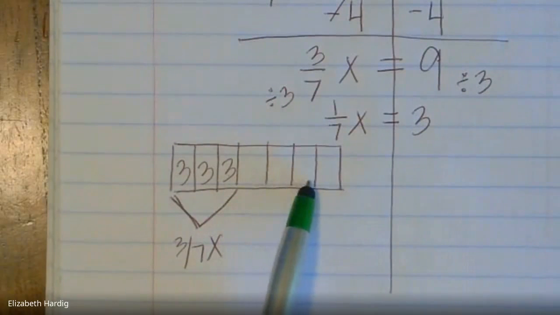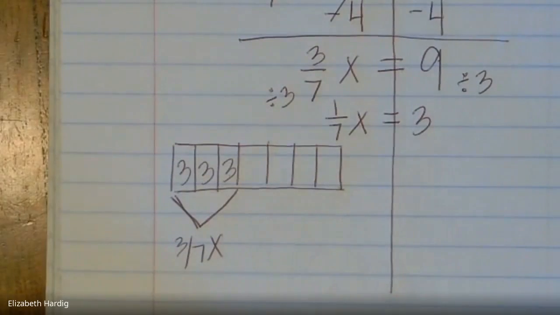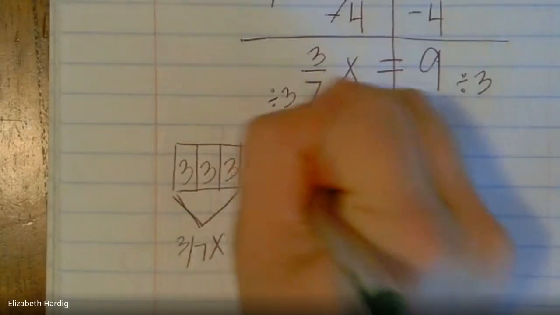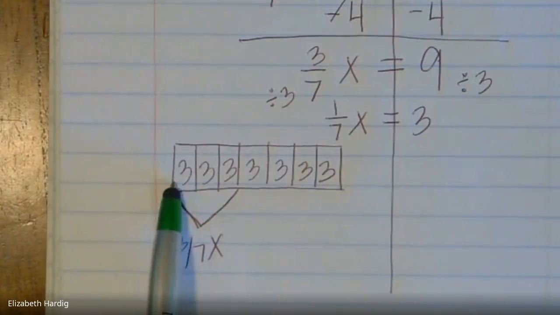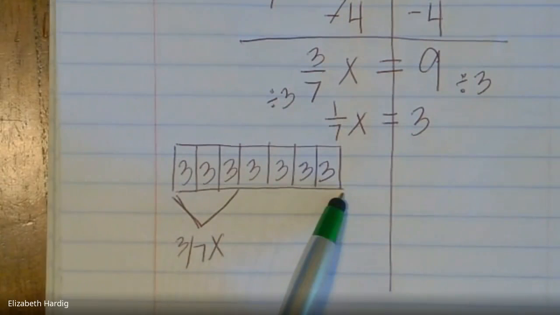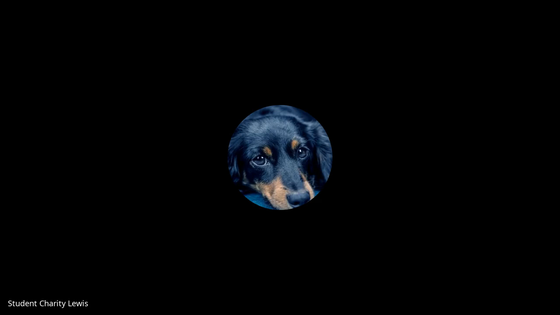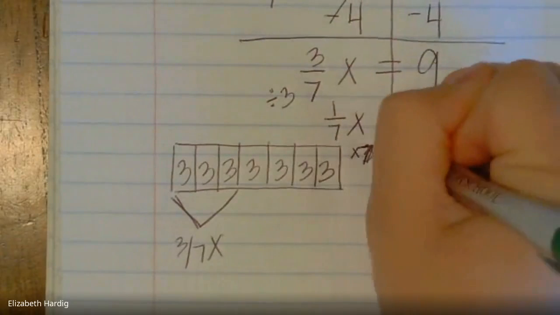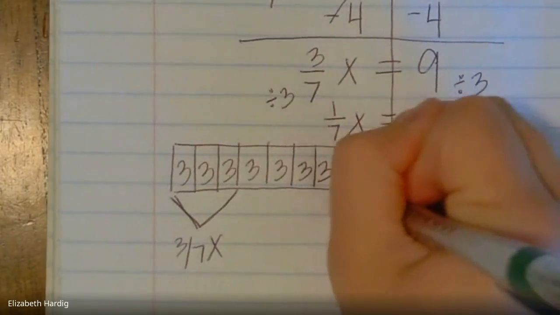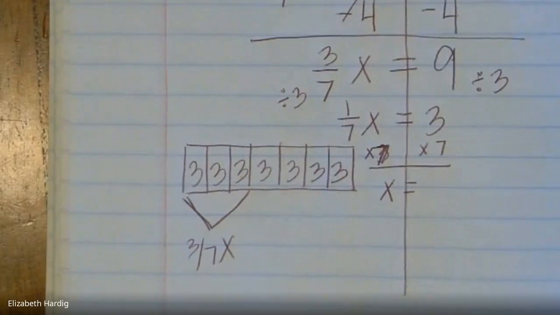So what goes in each one of the rest of the rectangles? 3. Absolutely. And how many groups of 3 do I have right here? 7. So that's really 7 groups of 3. So that means I'm multiplying by 7, which means 1 whole x is equal to how much? 21.